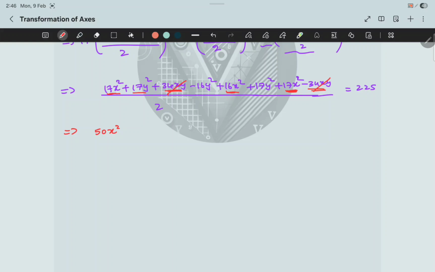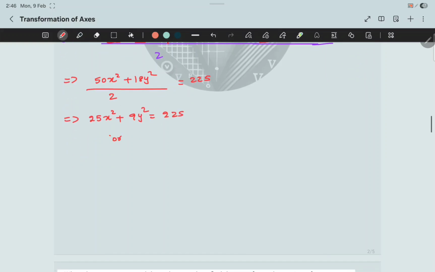And then we have 17y square here minus 16y square, that should be plus y square. 17 minus 16 is 1, so we have plus y square plus 17y square should be plus 18y square divided by 2, that is equal to 225. Now 50 divided by 2 is 25x square plus 18 divided by 2 is 9y square is equal to 225.